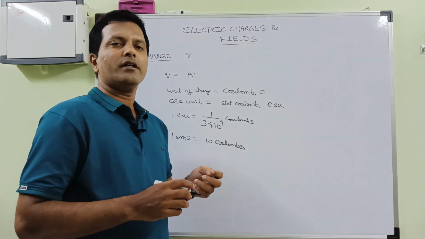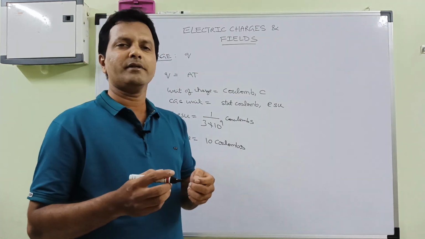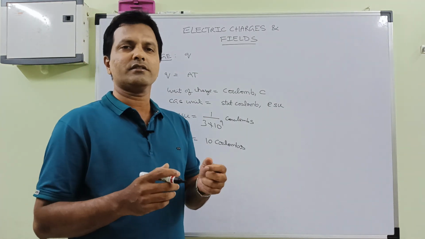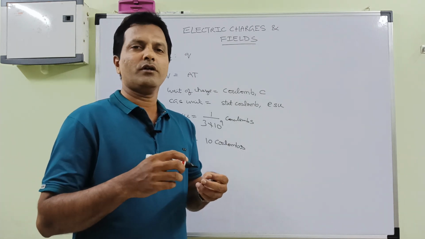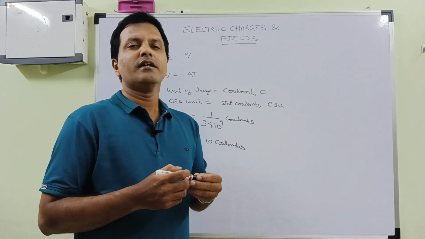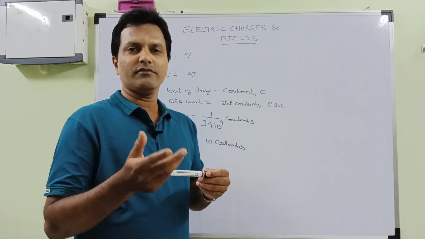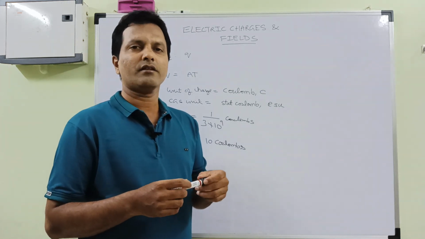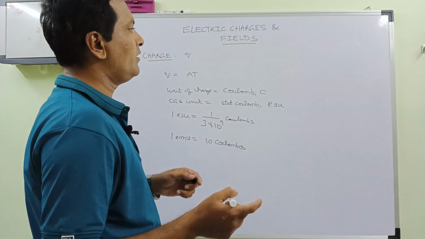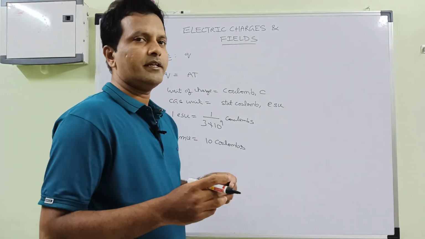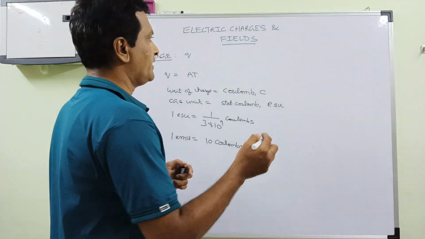When a body is positively charged, that means it has a deficiency of electrons, and the body will lose some weight. If a body is negatively charged, it gains some weight because of excess electrons. We will see with one example how a body will gain or lose weight.